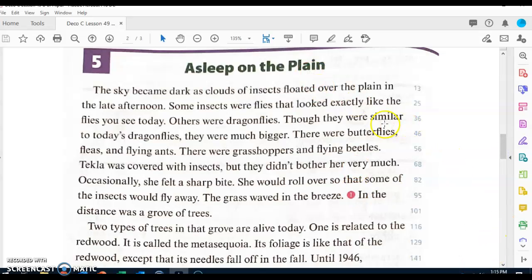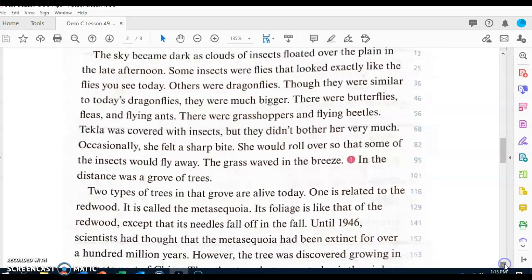The title of the story is Asleep on the Plain. Please follow along. Make sure we're tracking, because after this, you're going to complete your workbook. The sky became dark as clouds of insects floated over the plain in the late afternoon. Some insects were flies that looked exactly like the flies you see today. Others were dragonflies. Though they were similar to today's dragonflies, they were much bigger.